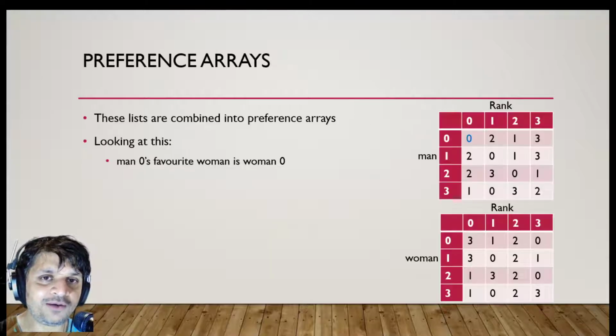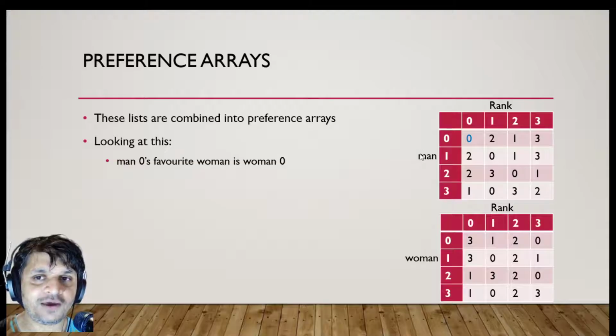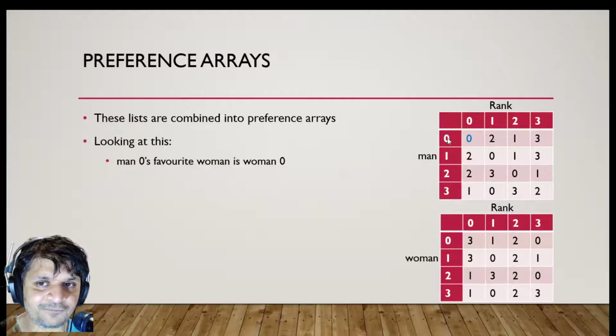Okay, and then we can combine this into preference arrays. So here's an example of a preference array for men, and this is a preference array for women. And how you read this is that this is man naught's preference array, right? This is man 1, man 2, man 3. Similarly, woman naught's preference array, woman 1's preference array. So if we look at it, man naught has the list 0, 2, 1, 3. So that means his favorite woman is woman naught.